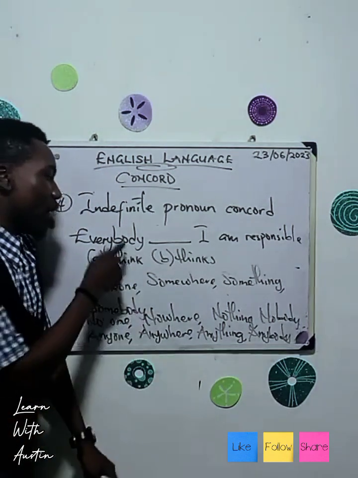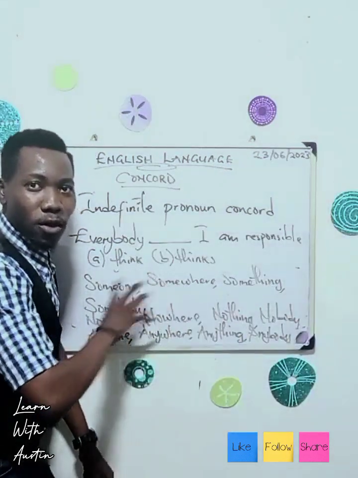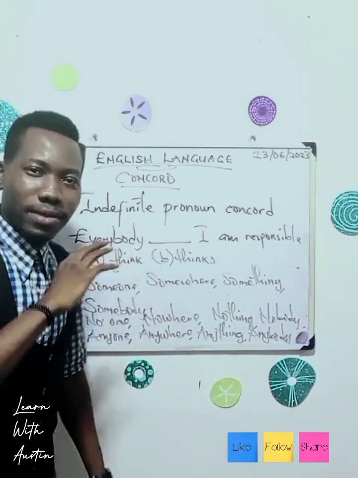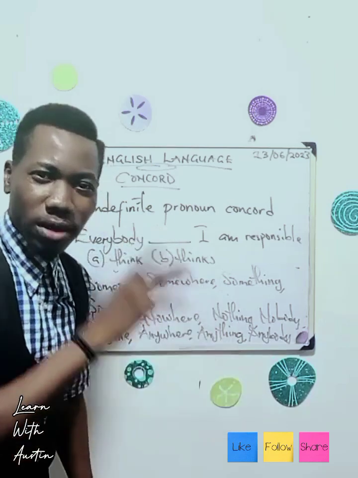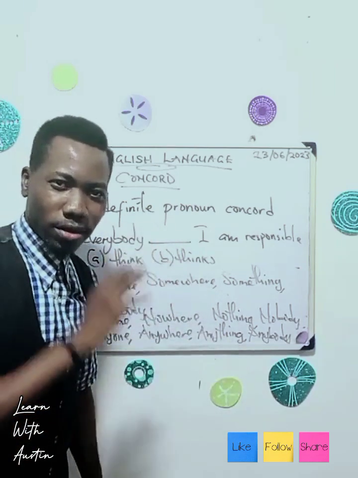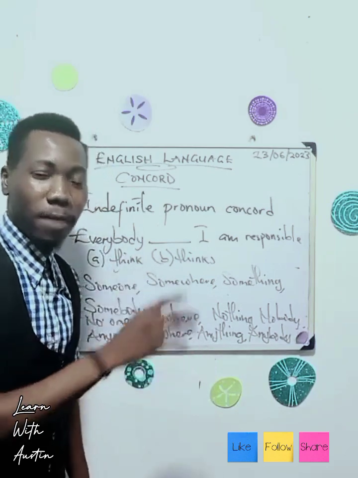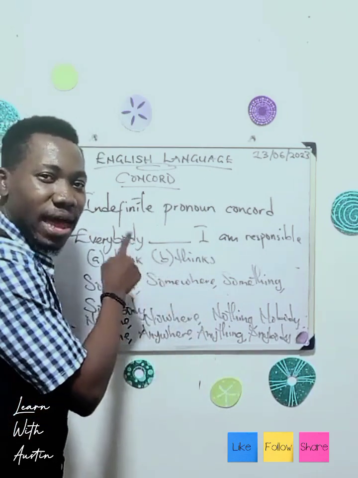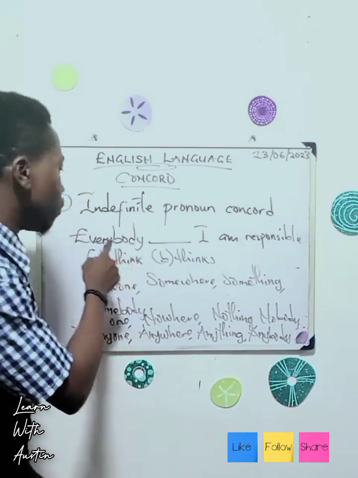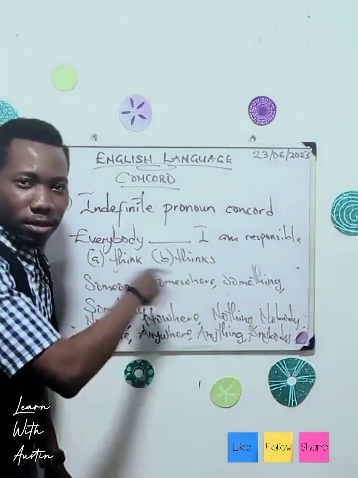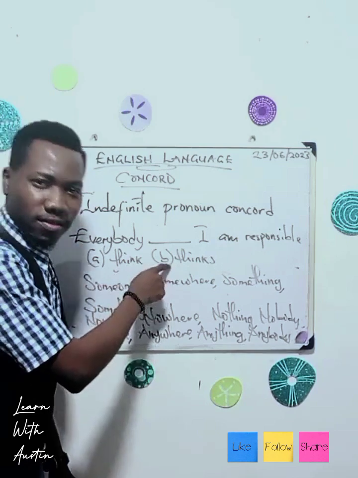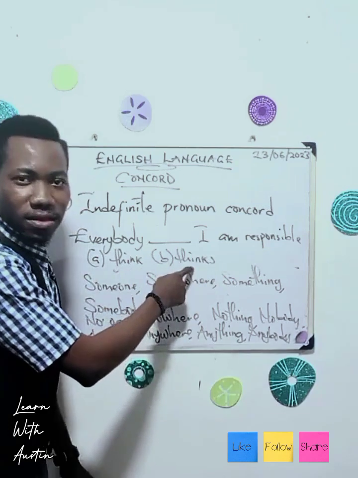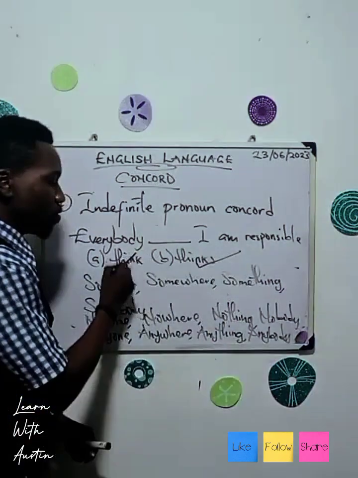Whenever you have any of these words I listed before, these are what we call the indefinite pronouns: anybody, anyone, anything, anywhere, everybody, everyone, everything, everywhere, nobody, no one, nothing, nowhere, somebody, someone, something, somewhere. The verb that would follow has to be singular. So this is regarded as a singular subject, and we have to pick the singular one. Think or thinks? Thinks is singular. That's the answer. So this is wrong.